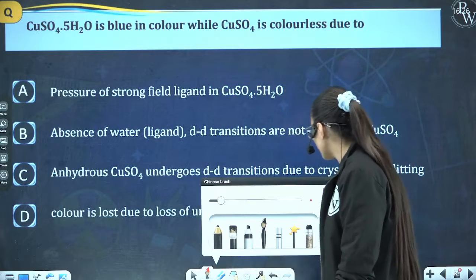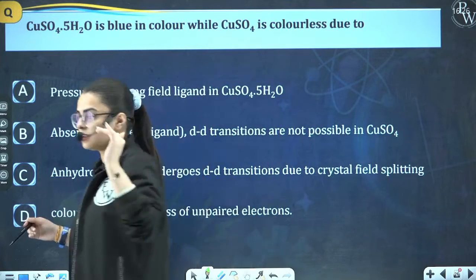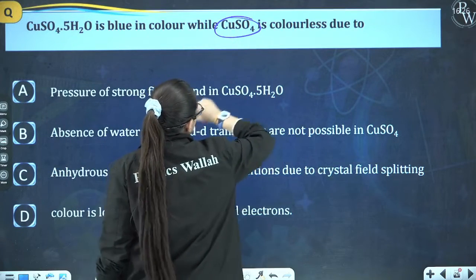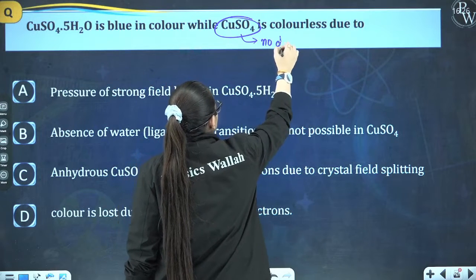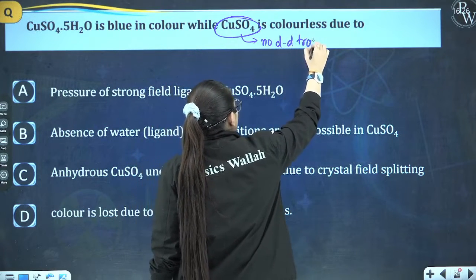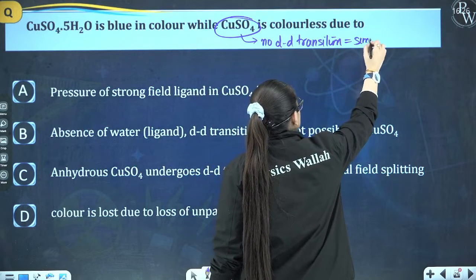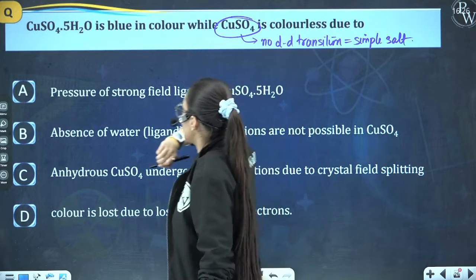So students, when we were starting the session today, I told you this very basic thing, that CuSO4 is colorless because it has no d-d transition. Why does it have no d-d transition? Because students, it is basically a simple salt. They are referred to as simple salts. That's why they won't have any d-d transition.